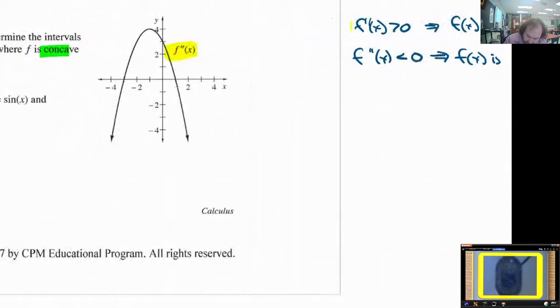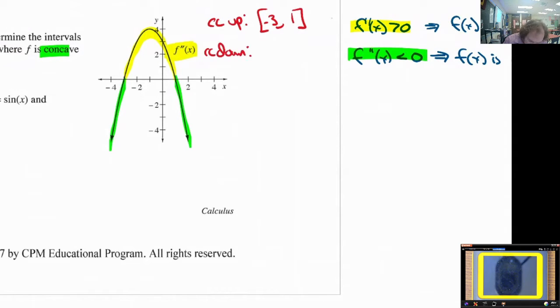The greater than 0 is going to happen on this range right here. And the negative happens from here and here. So concave up is going to happen from -3 to 1, where the graph is positive. And concave down is going to happen on two intervals, -infinity to -3, and 1 to infinity. And that is all I have to say about that answer.